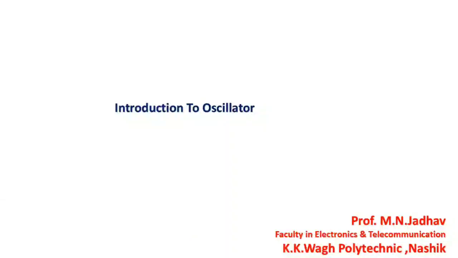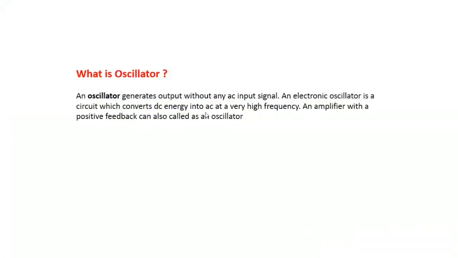Today we are going to learn the basic introduction about oscillators. So now we'll see one by one. What is an oscillator? An oscillator generates a waveform without any input AC signal. It is an electronic circuit that converts DC energy into AC energy at a very high frequency. An amplifier with positive feedback can also be called an oscillator.